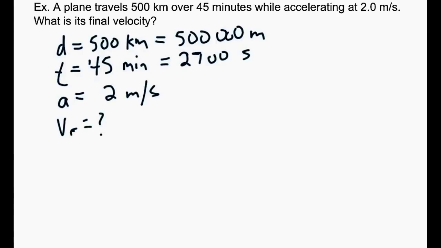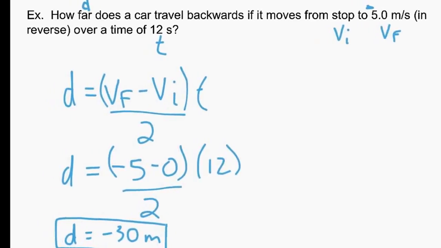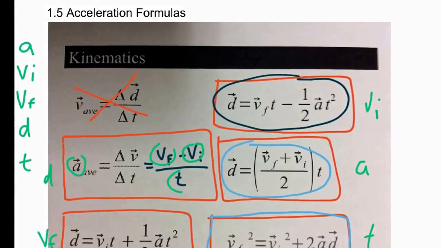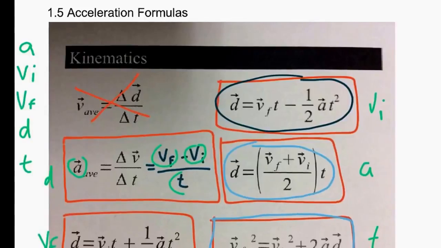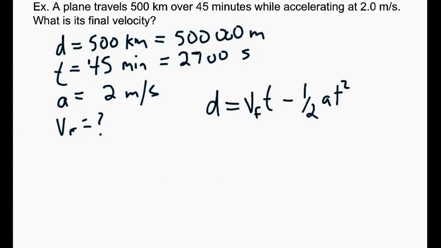Okay, so if you look at all the stuff here, we have everything we need except for VI, so we want the formula that doesn't have VI. So if we go back to our sheet, the formula with no VI is that top one on the right. So that's going to be the formula we're going to use. Without the VI, the formula we want is the top one, so VFT minus 1/2 AT squared.